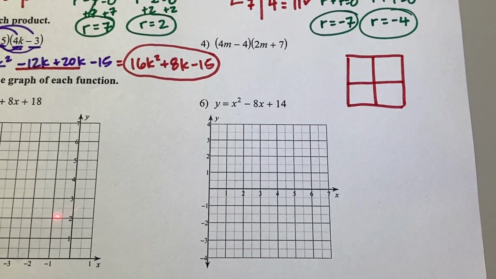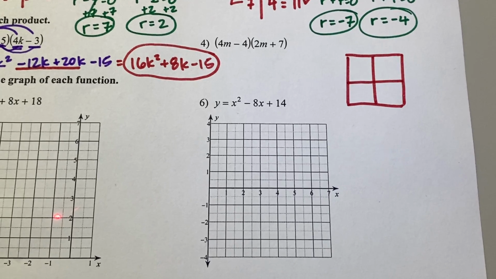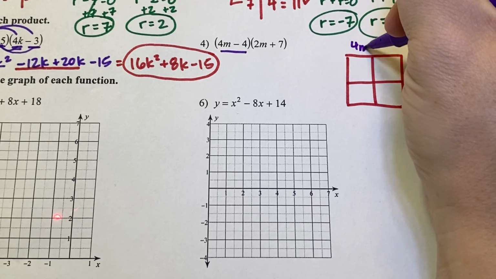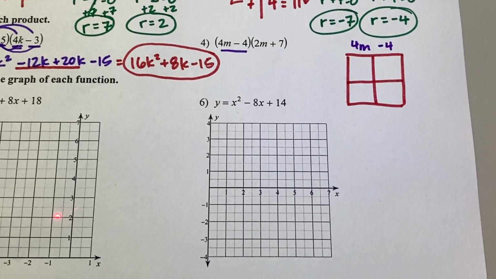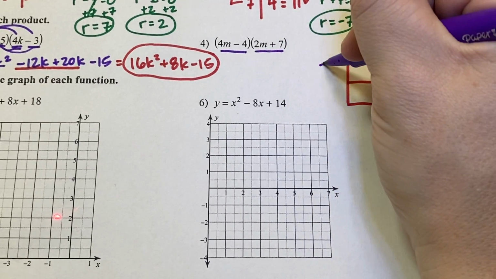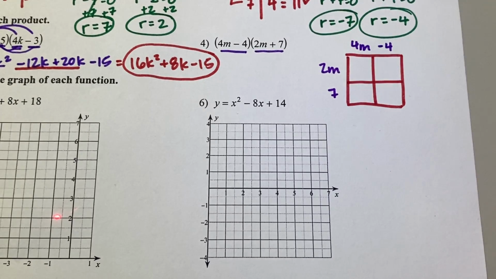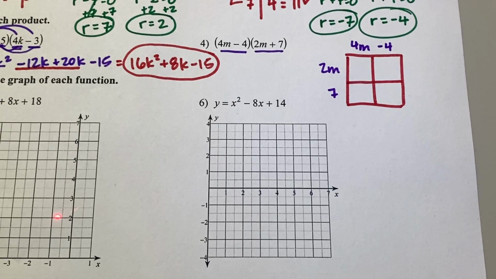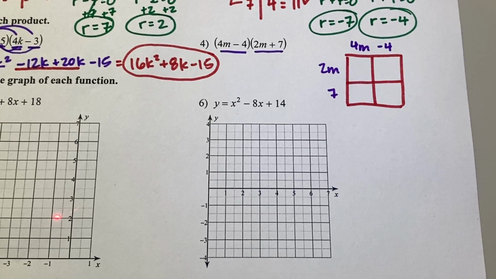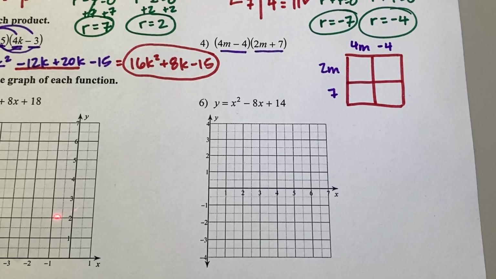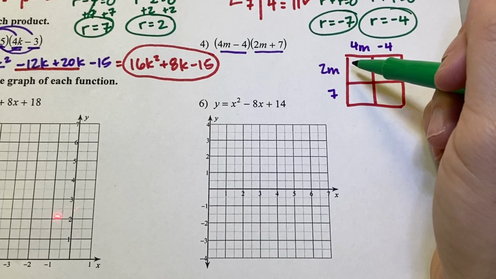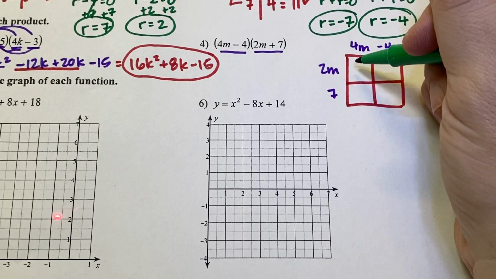Give yourself a box. My first binomial is going to go on top, so 4m minus 4. Second binomial down the side, 2m positive 7. Okay, and we're just going to fill in our boxes when we multiply. Okay, so I have 4m times 2m. Kaylee? 8m.